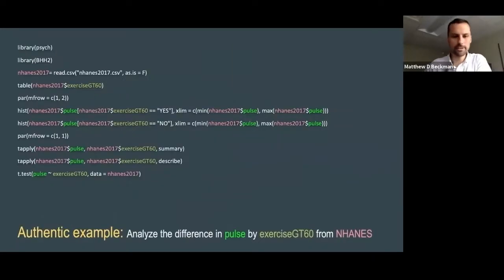So for example, this is real code from a colleague who co-authored this presentation a few years ago, and this is in base R syntax. The purpose here is to evaluate the difference in pulse rate between people who exercise more than 60 minutes a day and those who don't. So we're trying to analyze the difference in pulse, a variable in the NHANES data, by groups according to exercise GT60. These are the key variables in the NHANES data that we're using for this analysis.